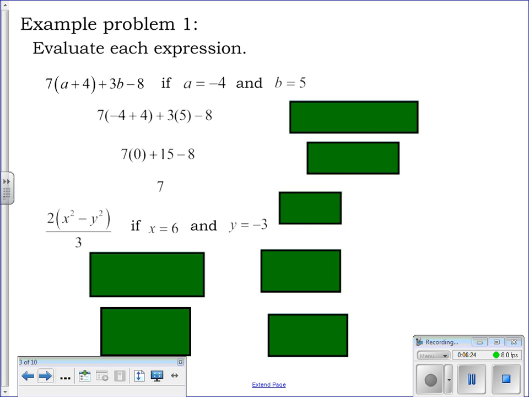And then the last one, your final answer. Add them together. What's 7 times 0 is 0. So you get 15 minus 8. 7. Okay.